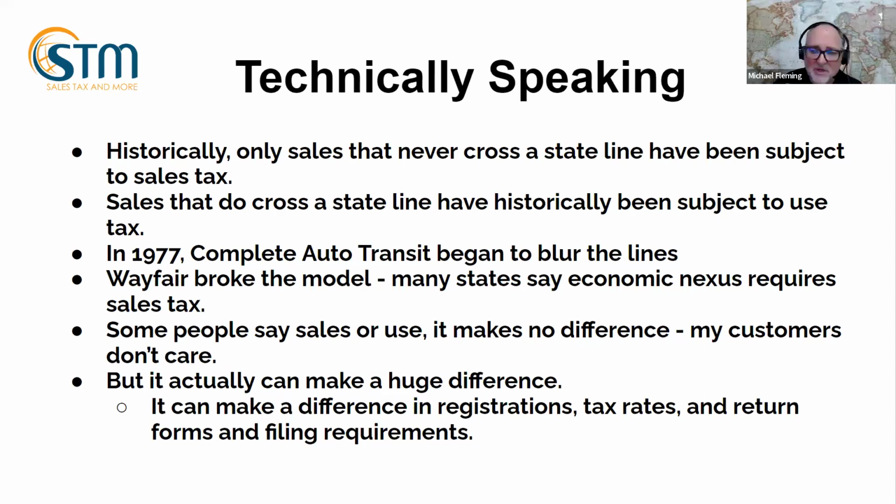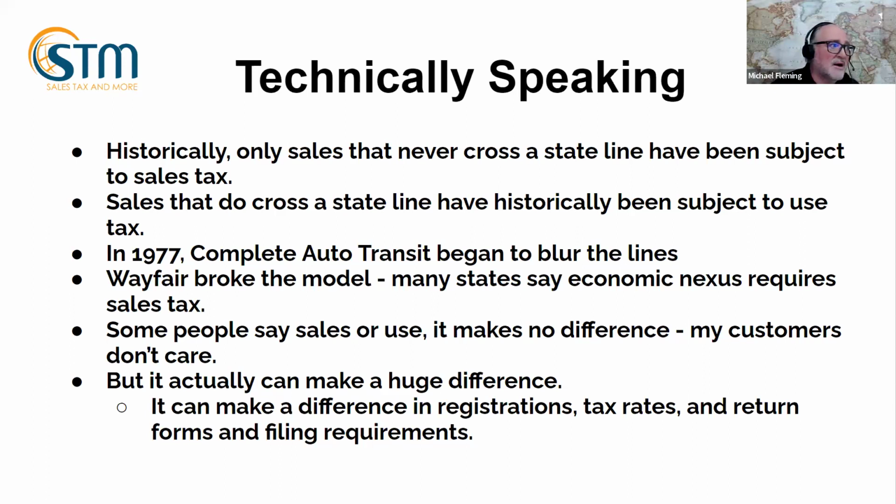But it can make a huge difference. And we're going to go through some examples. It can make a difference in which registrations you're doing, which rates you actually charge, and what returns you're going to file and what the filing requirements actually are. The forms when you're doing the returns can also be different.